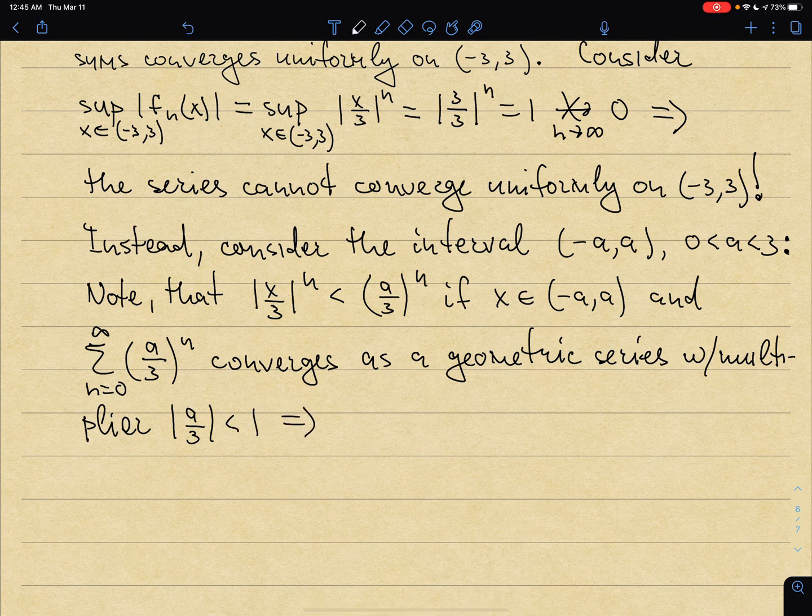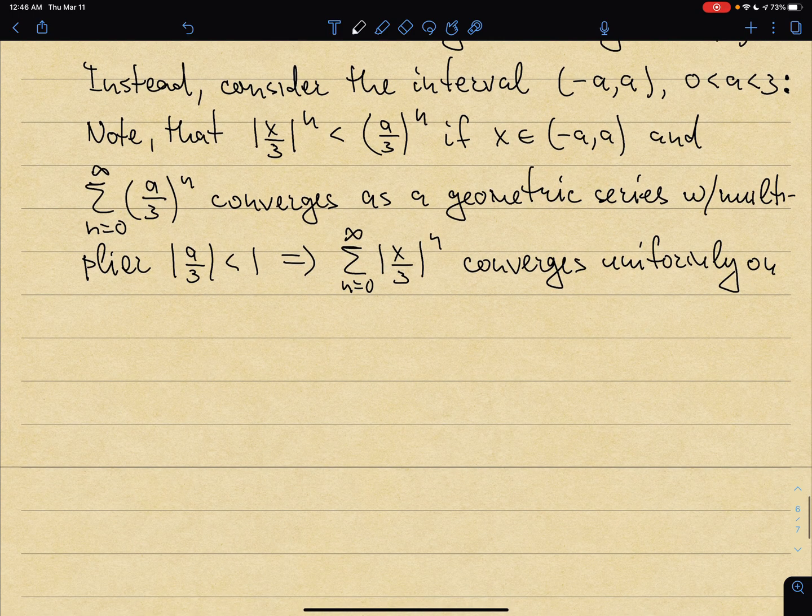Okay, and then what am I concluding from this? Therefore, the series from 0 to infinity of (x over 3) to the power n converges uniformly on the interval minus a to a by the Weierstrass M test. Okay?